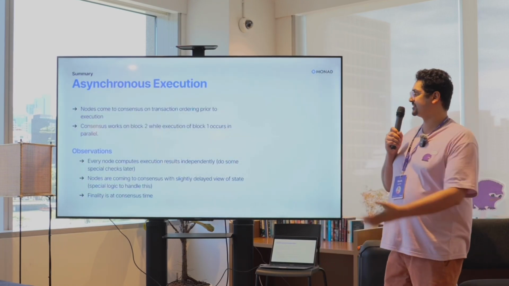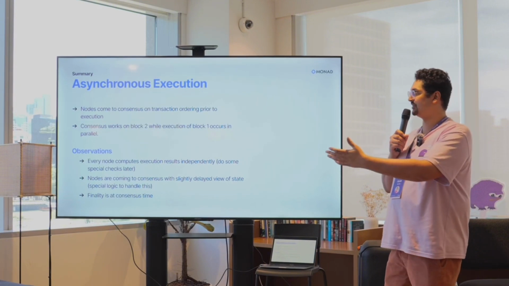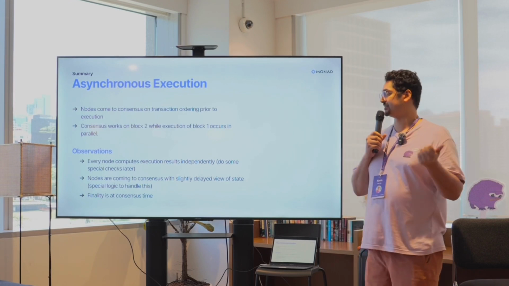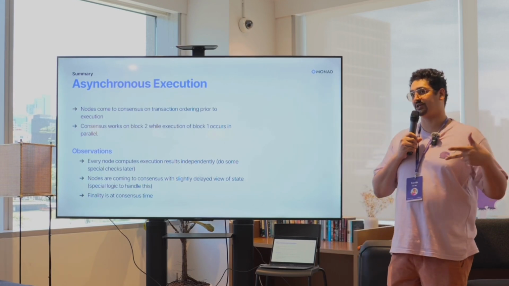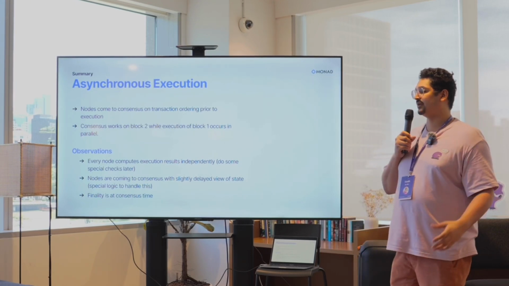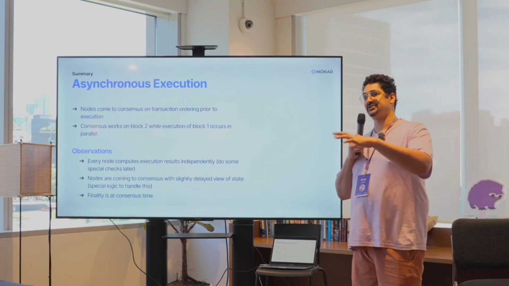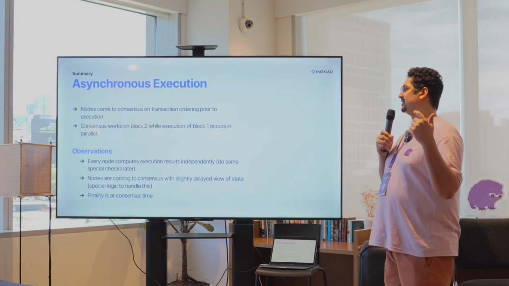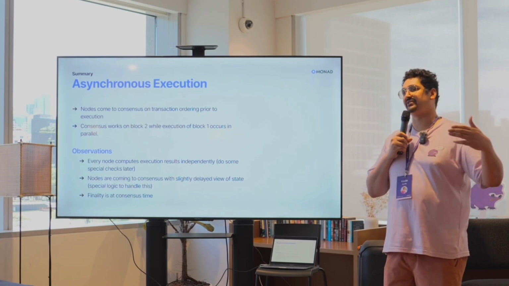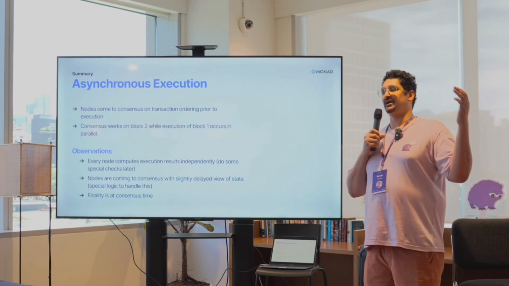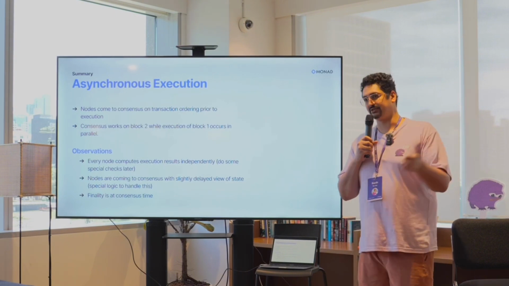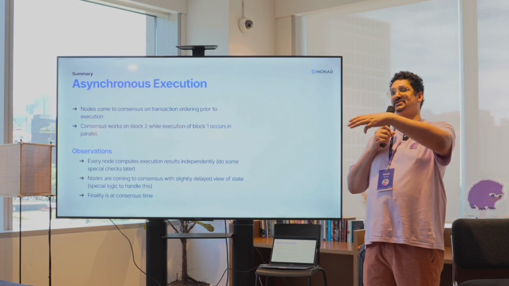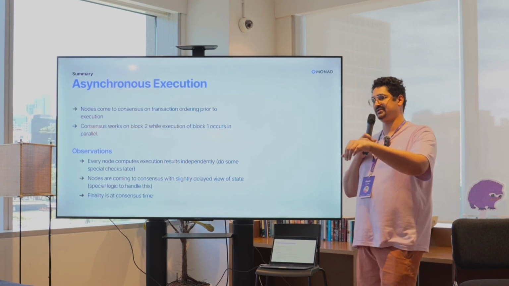So yeah, I kind of explained a lot of this ahead of time, but just to review, basically nodes come to consensus on the transaction ordering prior to execution. We're working on two blocks in parallel. There are some caveats around how we have to do checks to make sure that all the nodes are in sync. Basically, nodes have a delayed view of the state. And so after they come to consensus, they have to execute locally to get that state, and then that goes through consensus at a later point to make sure that all the nodes are agreeing to the same state changes.